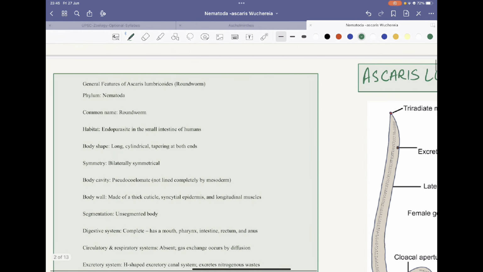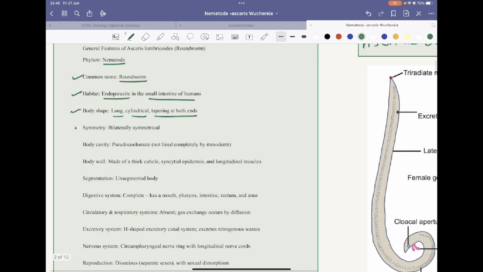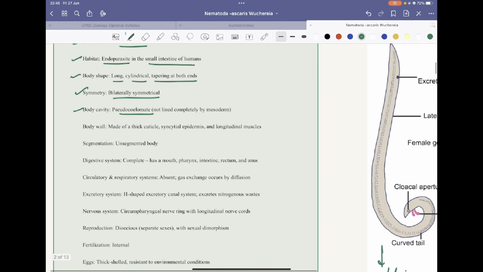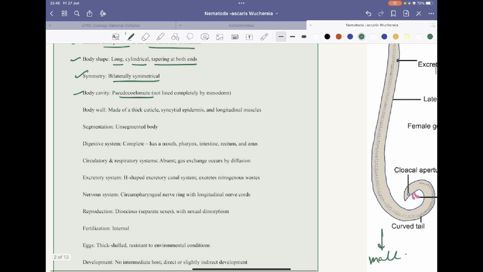If you see some of the features, the first feature is that it belongs to the phylum Nematoda. The common name is roundworm. Habitat is that they are endoparasites in the small intestine of humans. The body is long, cylindrical, tapering at both ends. They have bilateral symmetry, and the body cavity is pseudocoelomate, which we already studied.